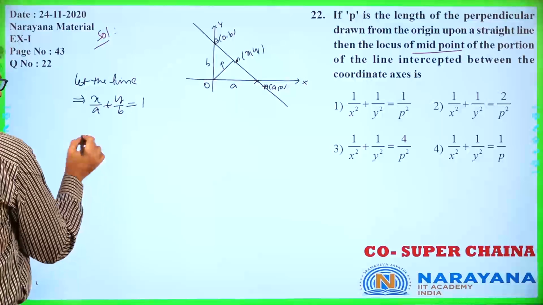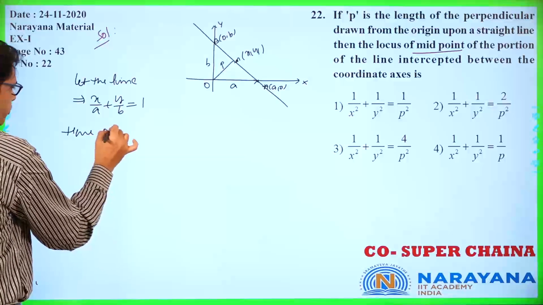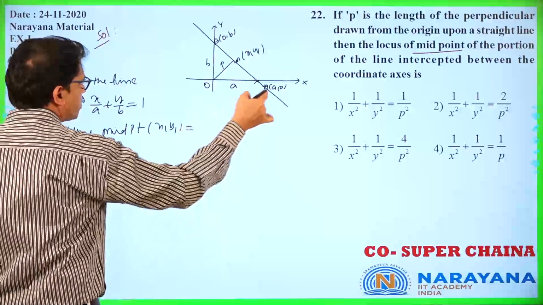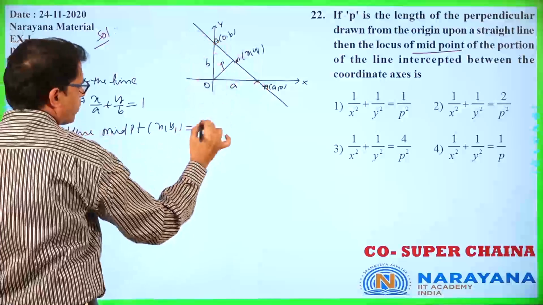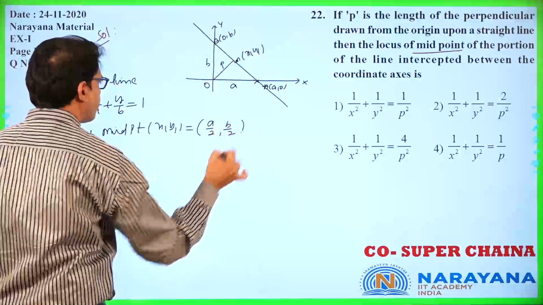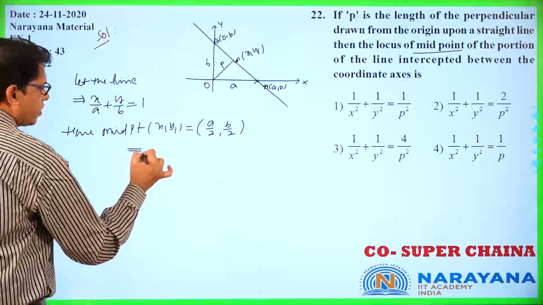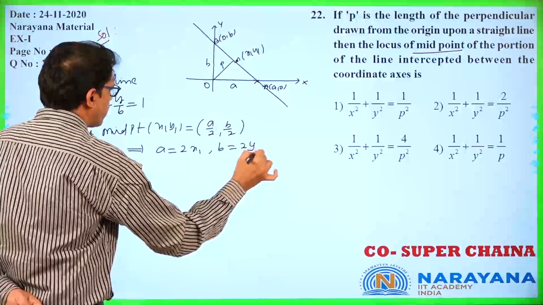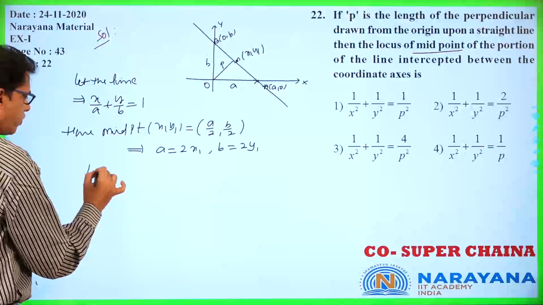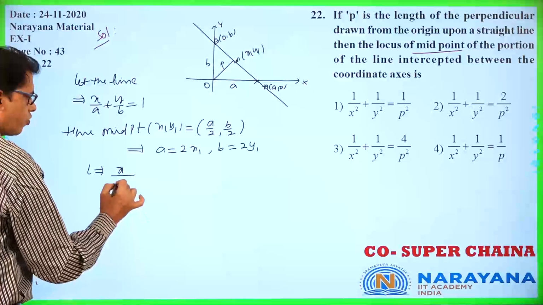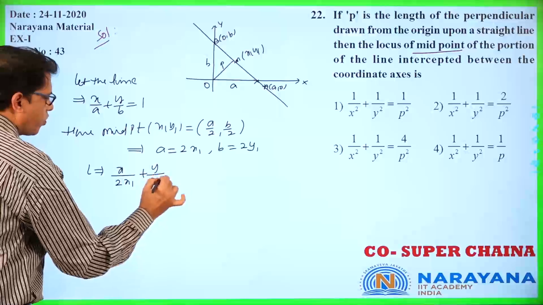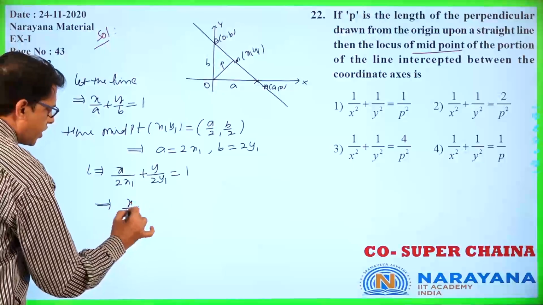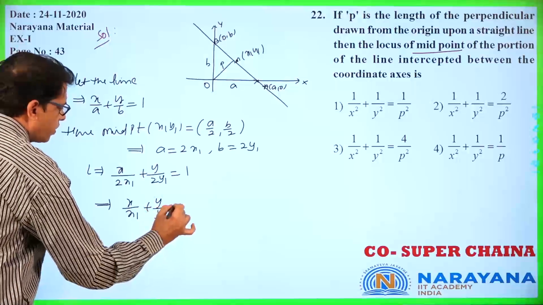So here the midpoint (x1, y1) equals how much? x1 plus x2 by 2, y1 plus y2 by 2, which means (a by 2, b by 2). So from this, equating coordinates, a equals 2x1 and b equals 2y1. Replace here. Therefore the equation of the line changes to x upon 2x1 plus y upon 2y1 equals 1. Take 2 to the other side, that implies x by x1 plus y by y1 equals 2.